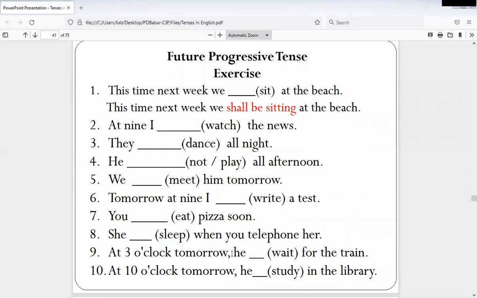So, this is the future prediction. Okay. At 3 o'clock tomorrow, he will be waiting for the train.